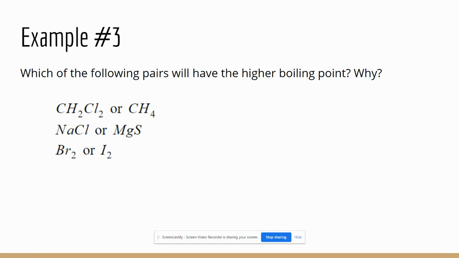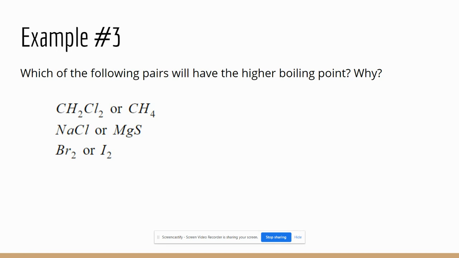For the first one, it is CH2Cl2. There are two different explanations that are correct for it. The first explanation is that CH2Cl2 has a higher molar mass or higher number of electrons than CH4. Therefore, it has higher London dispersion forces and will have the higher boiling point.